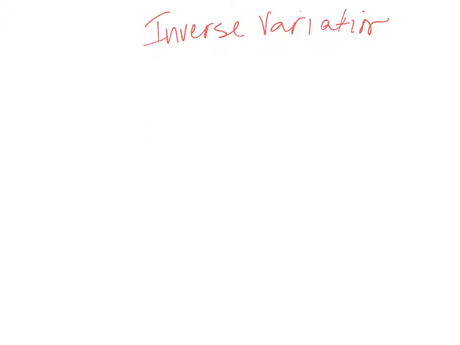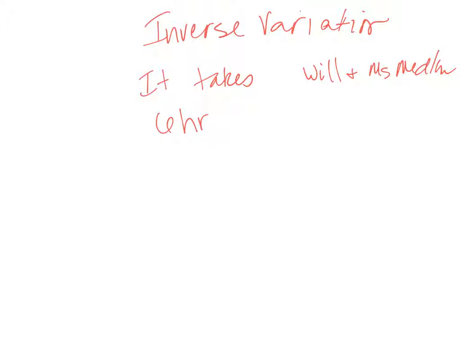Okay? An example of an inverse variation is, let's say it takes Will and Miss Medlin 6 hours to shovel the driveway. What happens when we add another person to help us? What's going to happen to the time? It should reduce. It should go down. That's an example of an inverse variation, okay?